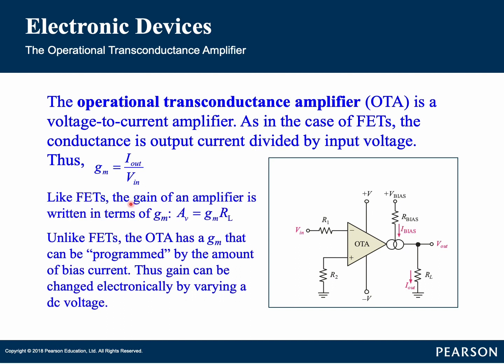Like a FET, the gain of an amplifier with voltage controlled gain is written in terms of gm, where Av is equal to gm times RL. Voltage gain is controlled by this variable voltage, which is V bias. So by setting or programming the output, it can be done by varying the DC voltage of V bias.